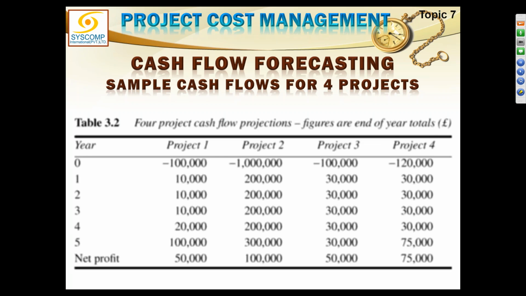Similarly, project 2, investment of 10 lakh, first year 2 lakh, then again 2 lakh, 2 lakh, 2 lakh, and in the last year 3 lakh. And project 3 and project 4. So these are the figures of the forecast. What can we find out of it? We find that the money we will be making out of project 1 is the sum of all the 5 years. What is the figure for project 1? How much are you going to get at the end of 5 years?